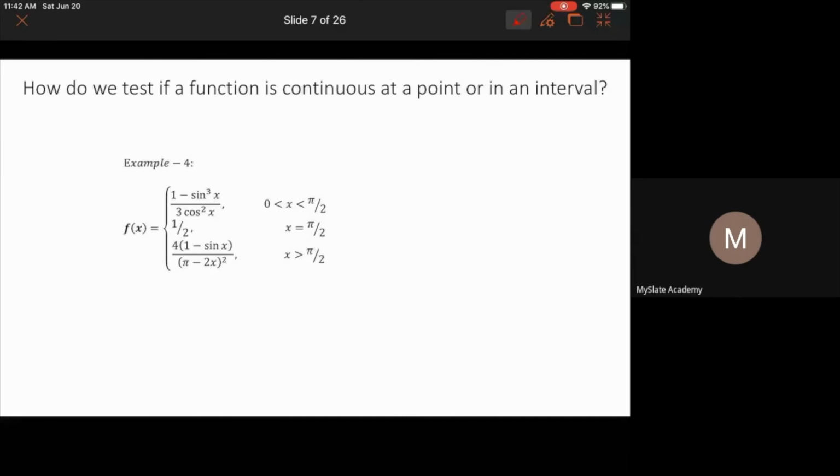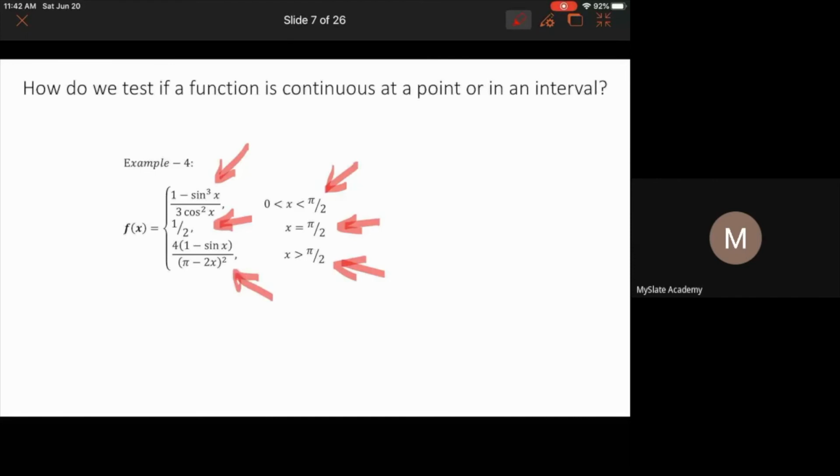There is an example that I'll leave you with. I'll not solve this one because we have limited time. But if you can see this example, right? This function f(x), which takes these different expressions in these three intervals. The first interval here is x greater than 0 and less than pi by 2. It takes this expression. The second interval, it's a point actually, not an interval, x equal to pi by 2. It takes a value 1 by 2 there. And the third interval is x greater than pi by 2. And it takes a different expression here, right?